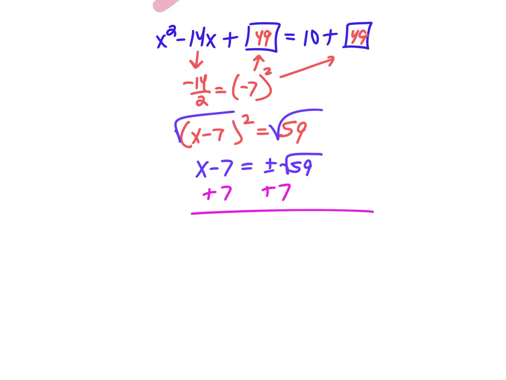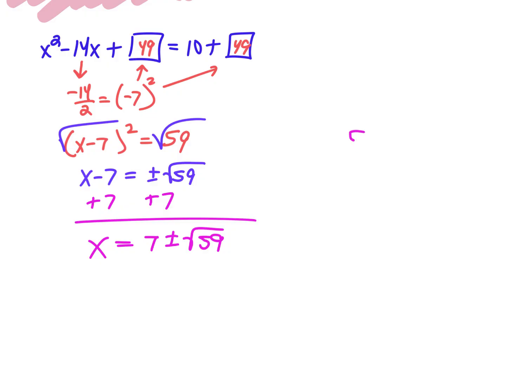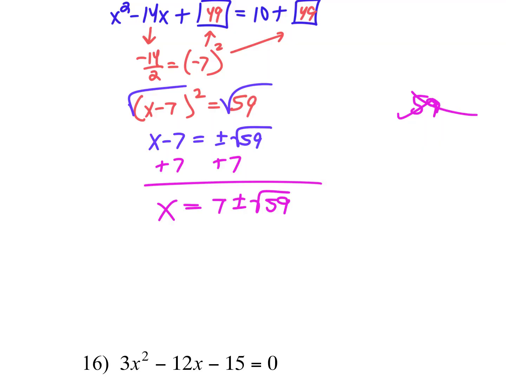Is there a perfect square hidden inside of 59? No. If you're not sure, write it down. 59. What goes into 59? 1. Okay. 2, no. 3, no. 4, no. 5, no. There's nothing in there. This is just your final answer.